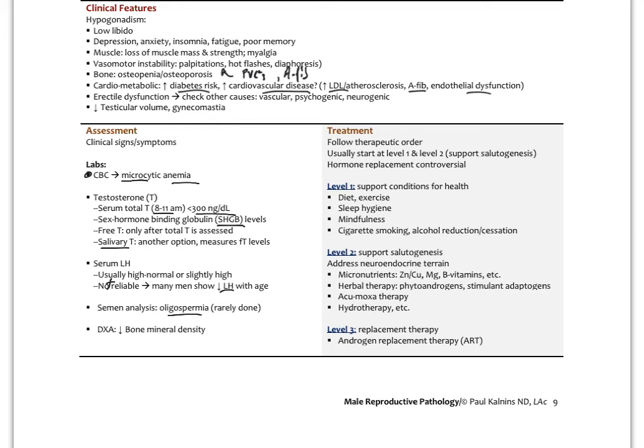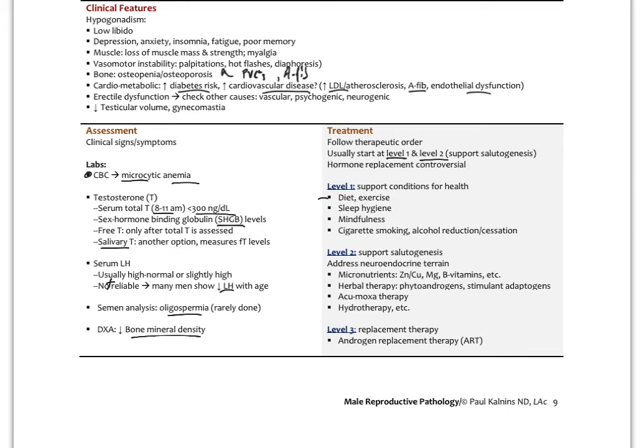And then a DEXA scan could be helpful in males over 65 to assess bone mineral density to be sure that's not an issue. That's more commonly done in females, but does have a role here if we're concerned about that in a male. For the treatment, we're going to follow the therapeutic order. Again, I typically start at level 1, level 2 for andropause, to support the salutogenic factors, and jump to level 3 only if those factors are not appropriate or are not effective and we really see a need for androgen replacement. So level 1 would be, again, diet, exercise.